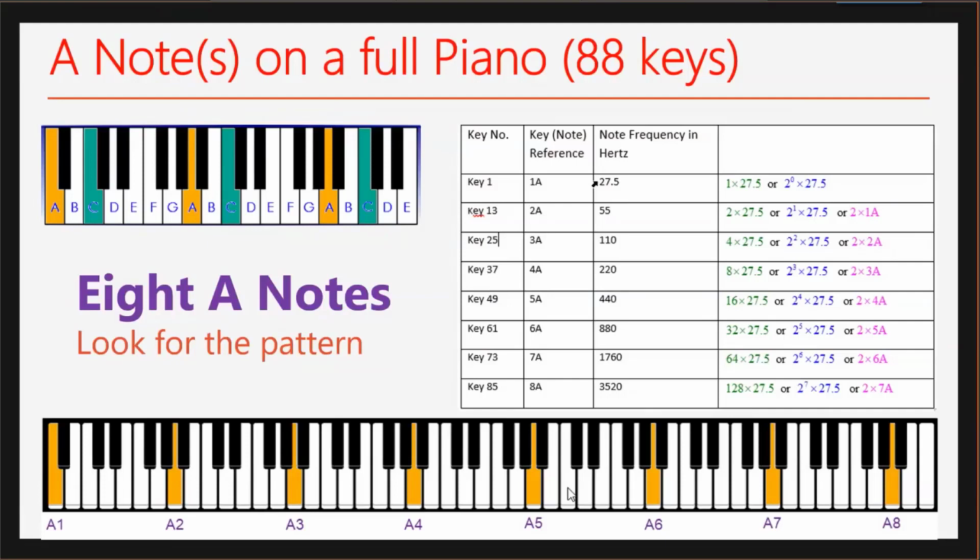Now the same holds for the C notes or B or any notes that we are playing. The frequency actually doubles each time. So from one C note to the other C note, the frequency would double. I've just shown at the bottom of the screen all the 8 A notes titled A1, A2, A3, and up to A8. So the pattern is they are just doubling. And I've got this table which shows you 3 different ways in which you could do the recursion.